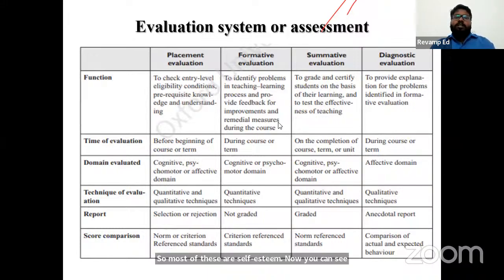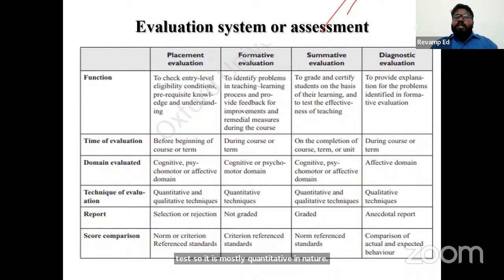This formative evaluation happens in between, during the course, at a particular time in a semester or in a year. You can see that the cognitive or psychomotor domain is being tested. It is mostly quantitative in nature, so they are using quantitative techniques.